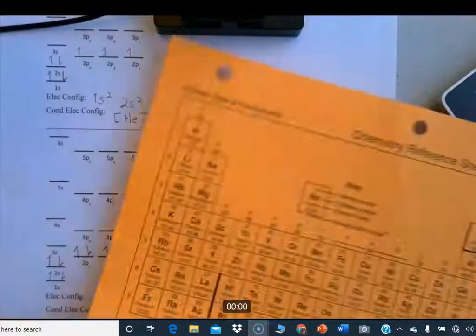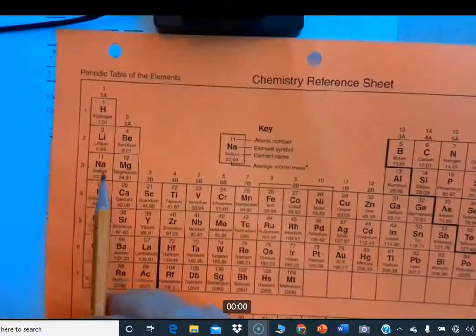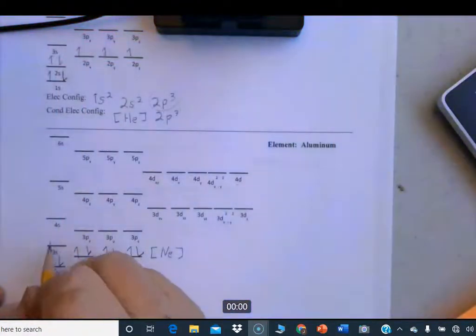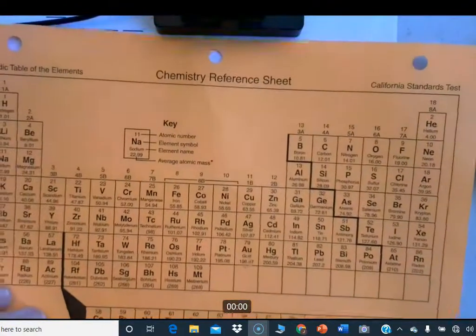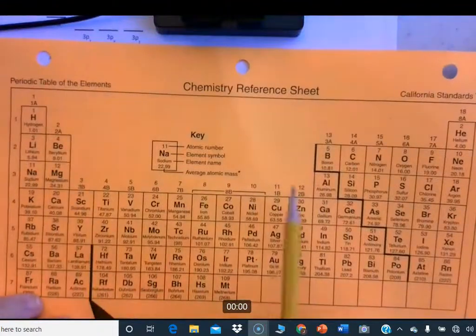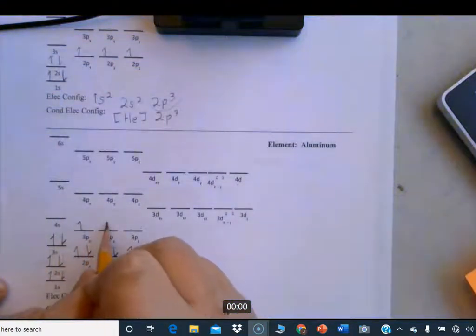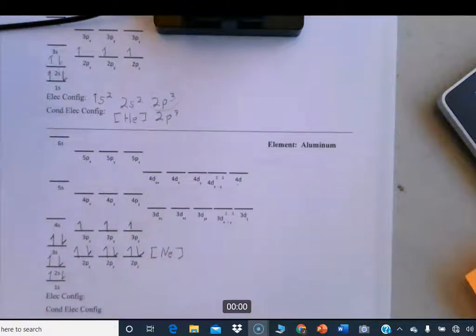Okay, now we're going down to the third row or third period. So you got sodium, magnesium. So that's up and down. And now aluminum, just like boron was, is the third element over. So you go up, up, up, and there you go.